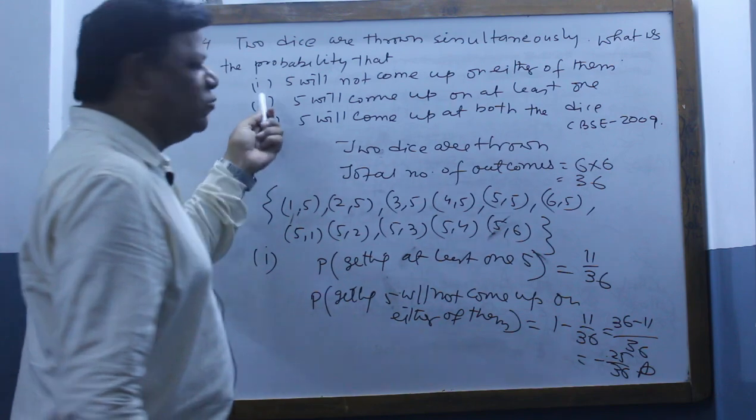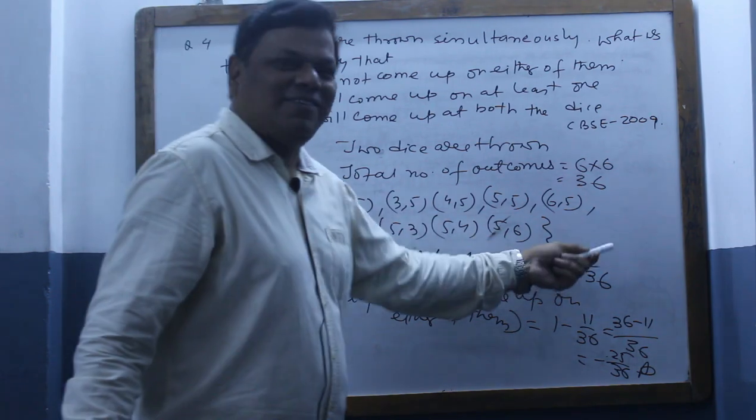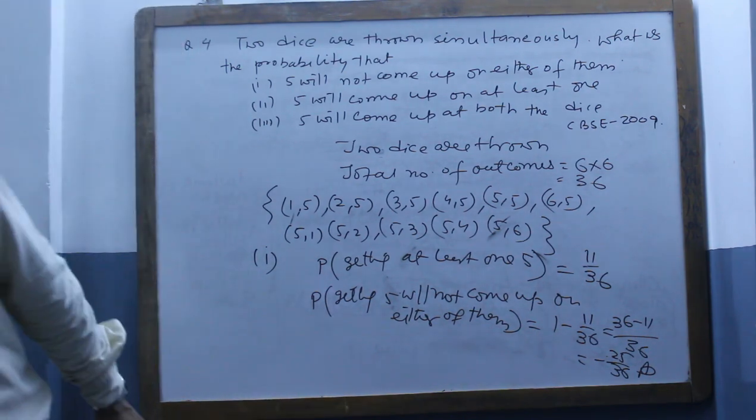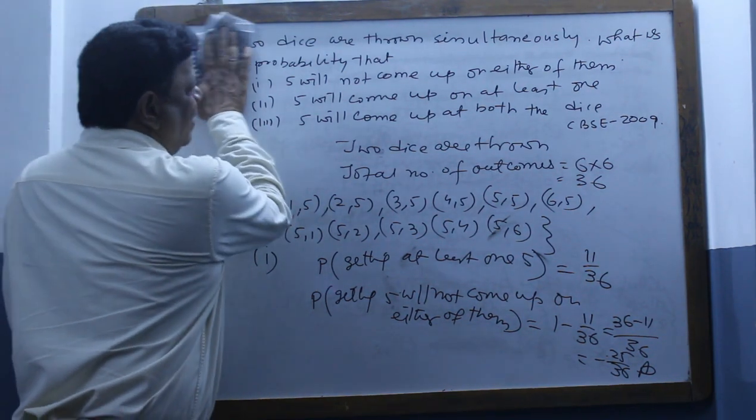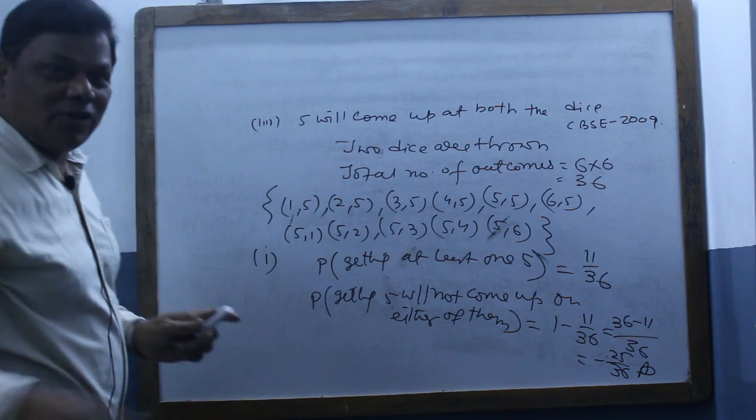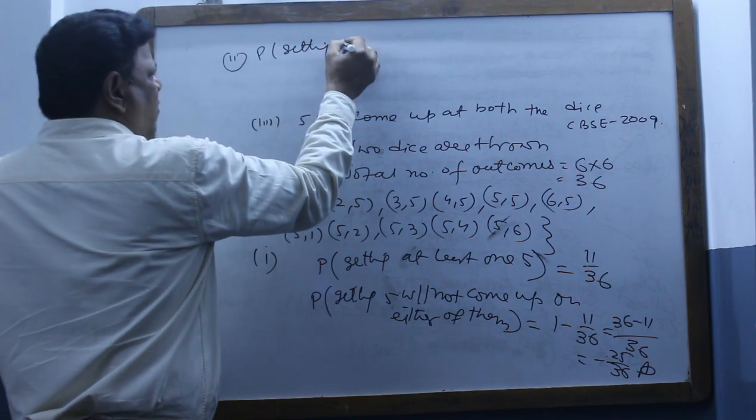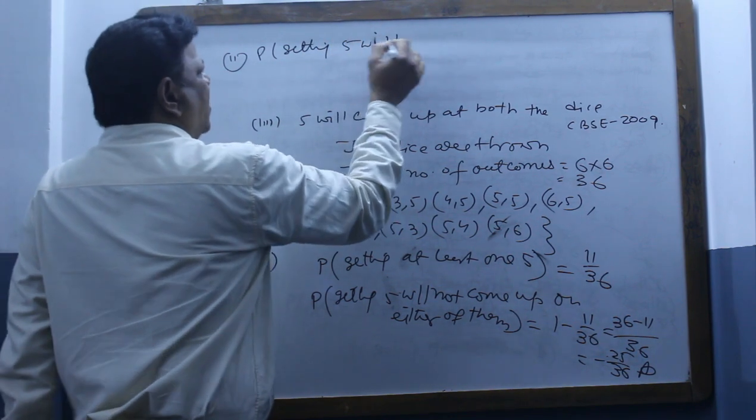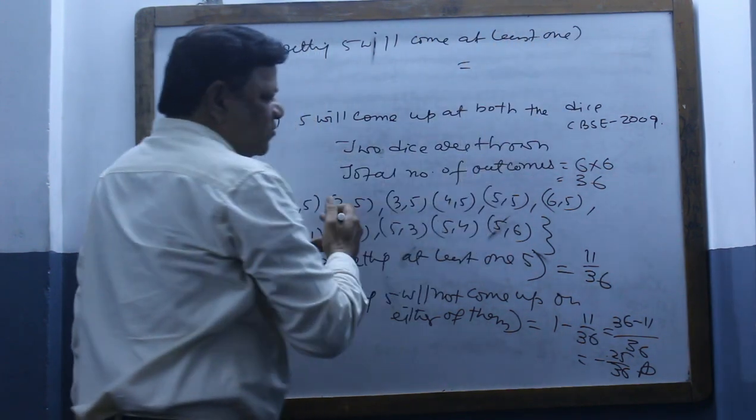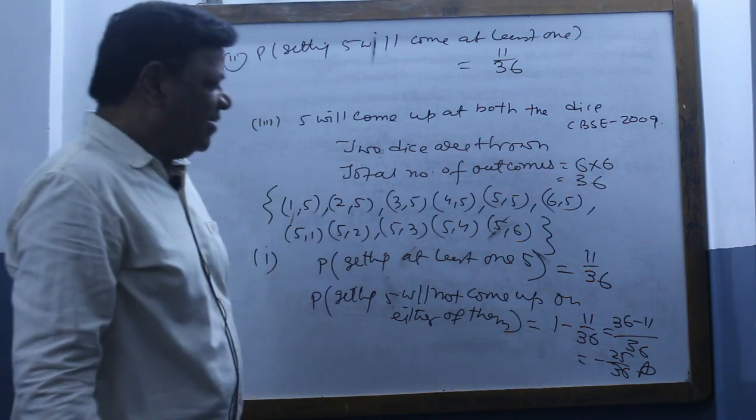Now I will start number 2. 5 will come up at least 1. Actually, this is your answer. So no need to do anything else. Number 2 question: probability of getting 5 at least 1. At least 1, in this one, the answer is 11 by 36. Is it? 11 by 36.